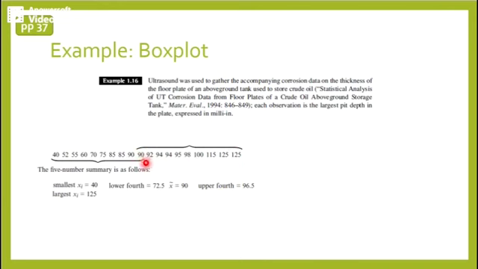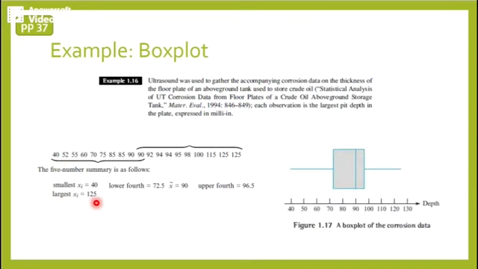The upper fourth is the middle value of the larger values. There should also be 10 values: 1, 2, 3, 4, 5, and 1, 2, 3, 4, 5. So it is the average between these two middle values because it's exactly in the middle. So that's 96.5. Then your smallest xi is your minimum, 40, and your largest xi, 125.